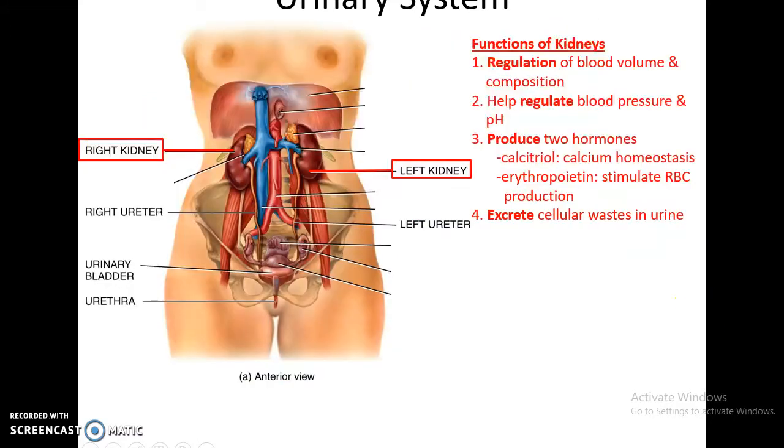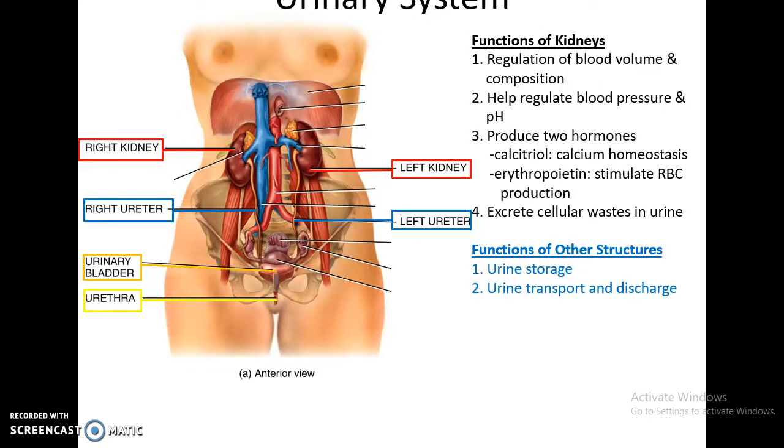the urethra. Functions of the kidneys include regulation of blood volume and composition, regulation of blood pressure, as well as the pH of blood, which again relates to blood volume and composition, production of two hormones, calcitriol, which helps in calcium homeostasis, and erythropoietin, which stimulates red blood cell production, and of course the excretion of cellular wastes in the urine, these wastes of course having been removed from the bloodstream. Also, the urinary bladder functions in urine storage and the urethra in urine transport and discharge.